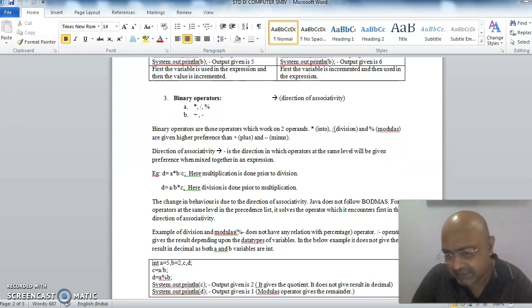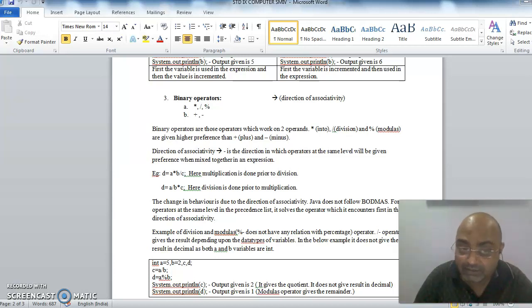Next come binary operators. What are binary operators? Binary operators are those operators, children, which work on two operands, like multiplication, division, and then you see the percentage sign. Remember, the percentage sign has got no relation with percentage. It has nothing to do with percentage. It is known as modulus in Java, and it gives you the remainder. How it will be used, that I have explained in the box below, so that we are going to discuss a bit later on. So right now, in the first level of binary operators, you can see multiplication, division, and modulus. Below that, plus and minus.